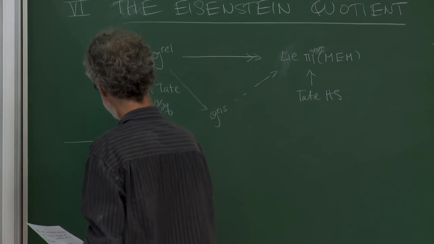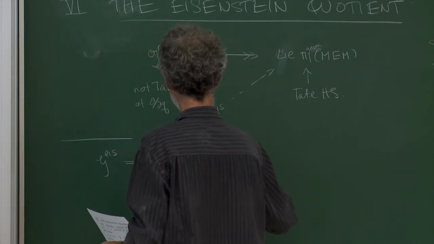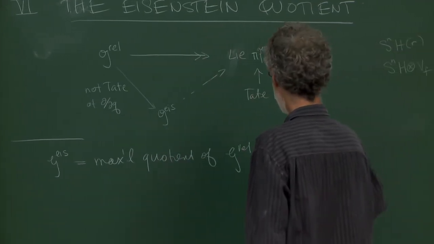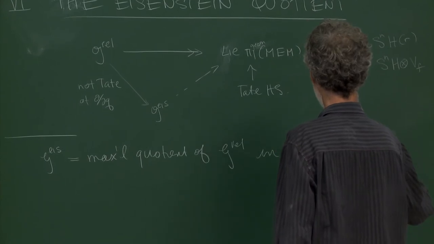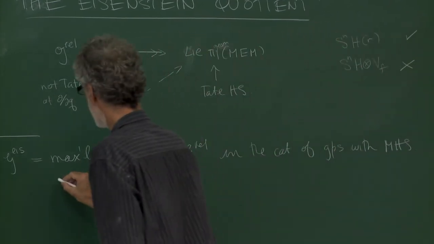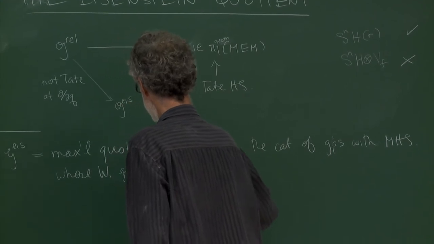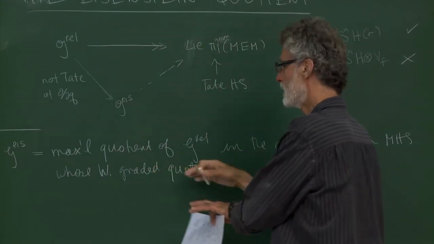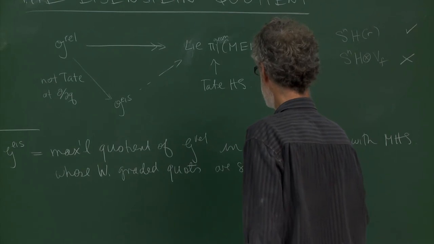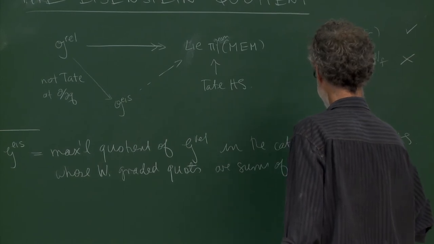So G^Eis is equal to the maximal quotient of G^rel in the category of groups with mixed Hodge structure whose weight graded quotients, I should say the weight graded quotients of its Lie algebra, but I'll be sloppy, are sums of S^nH's.